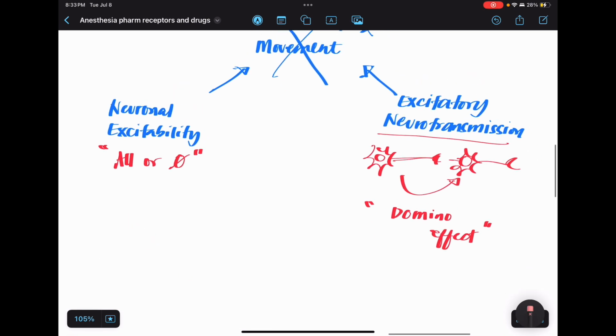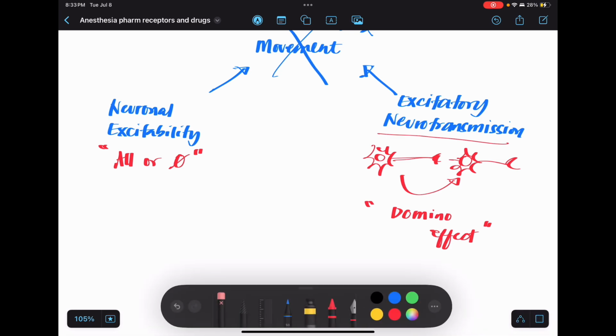And anesthetic drugs work on presynaptic. Where is it? Here. It works here. So this one is pre, this is post-synaptic. So you can block it here and here.